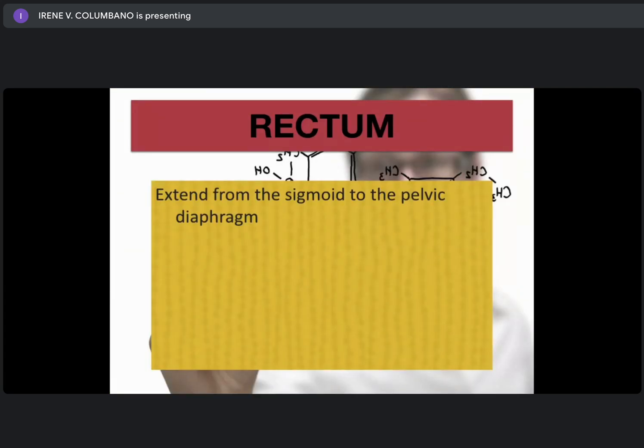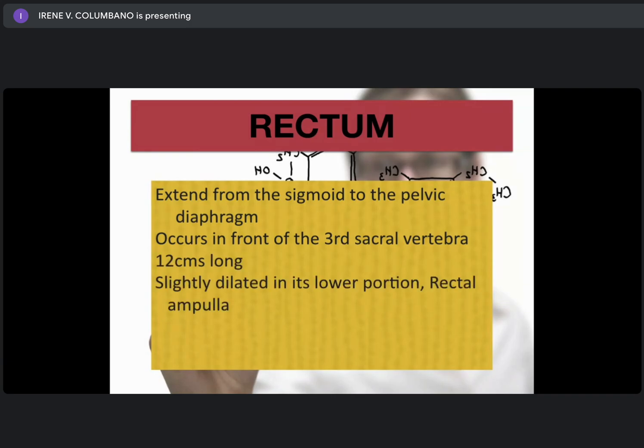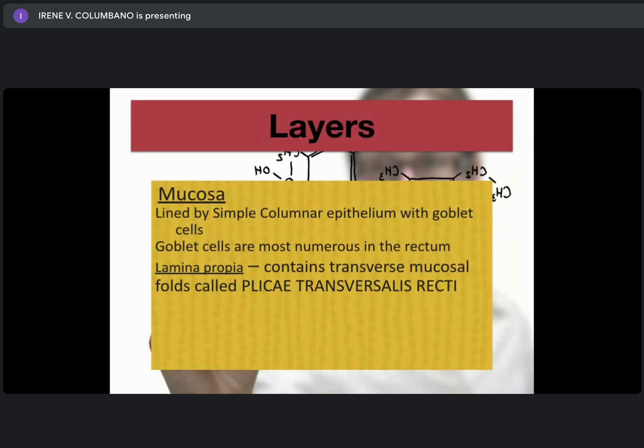Now, next is the rectum. Extended from sigmoid to pelvic diaphragm, occurs in front of the third sacral vertebra, 12 centimeters long, slightly dilated in its lower portion, and meron siyang rectal ampulla. Mucosa, siyempre naman, line pa rin, may simple columnar epithelium with goblet cells. Goblet cells are most numerous in the rectum. Mas marami dyan sa rectum.